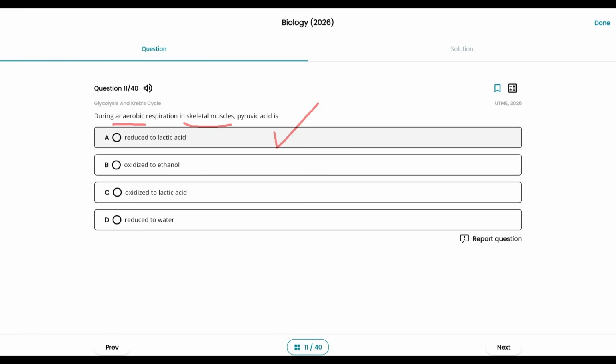Let's move to question 12. The teeth used for tearing and cutting. Now, in human beings, we have various sets of teeth. We have incisors.